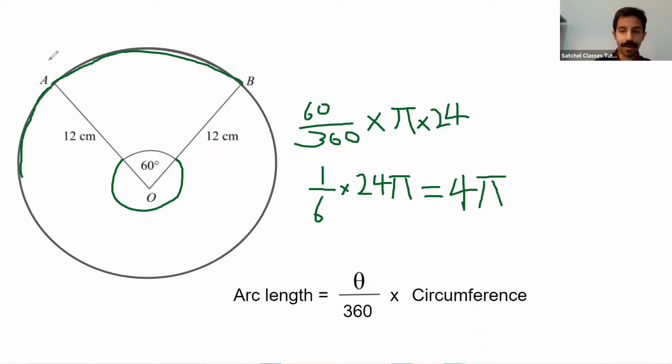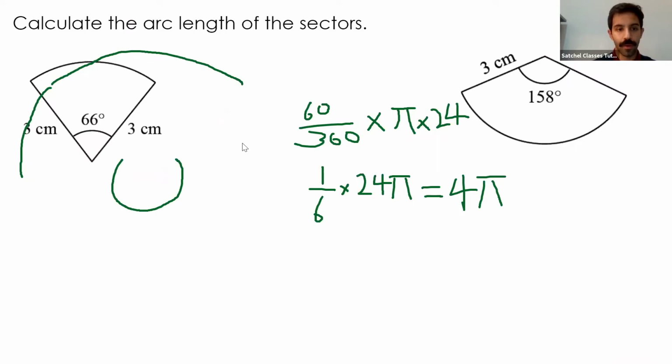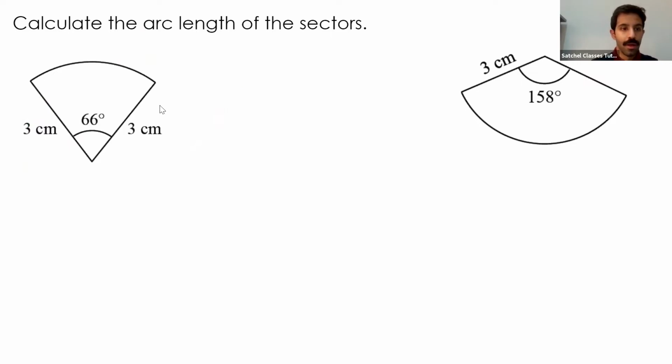Right, let's do another example then. And if you type in 4 pi, you can get your answer to however many decimal places the question asks of you. All right, so moving on here, I'm just going to clear the screen. Right, so we have: calculate the arc length of the sectors.